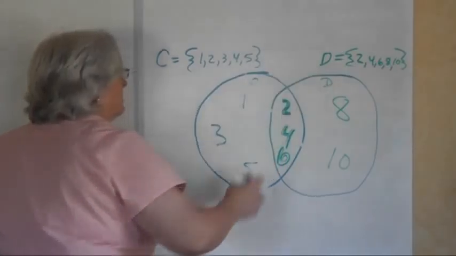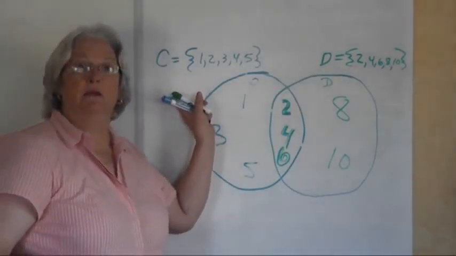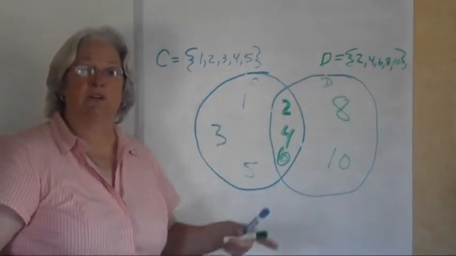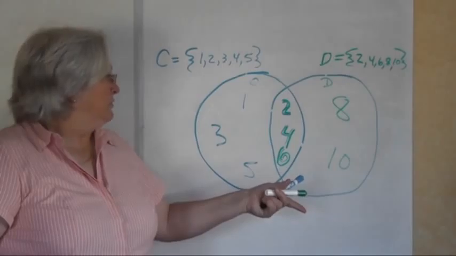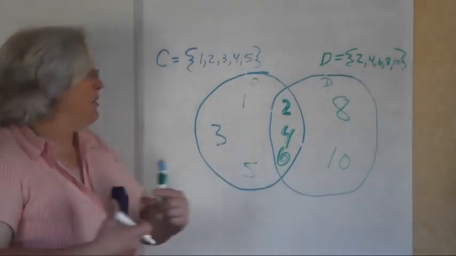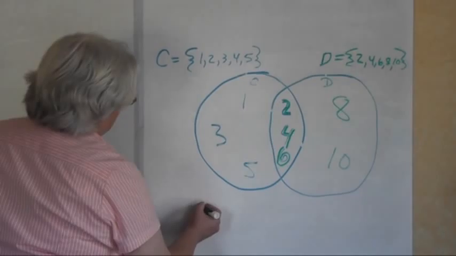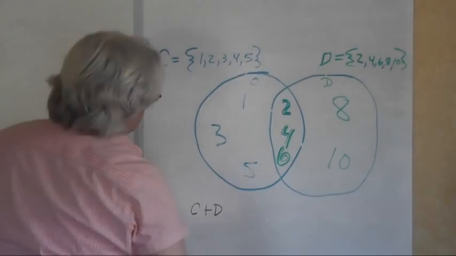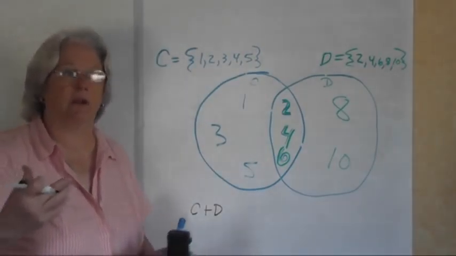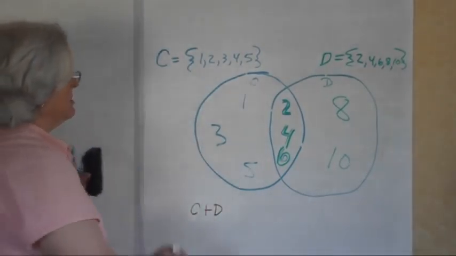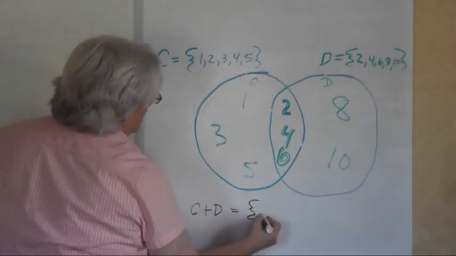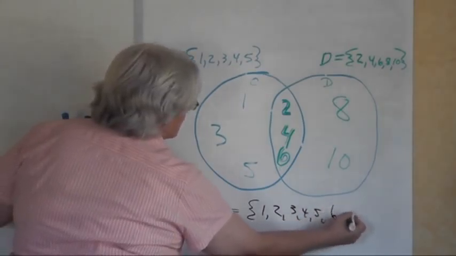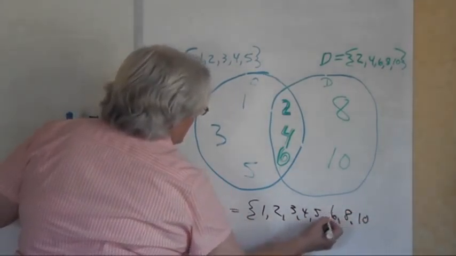So what we have right here is set C, which contains the elements 1, 2, 3, 4, 5. Set D, which contains the elements 2, 4, 6, 8. And if we put all of those together, let's just say that we put C plus D. Do not necessarily write this in your notes because C plus D is incorrect writing, but we're going to combine them together. So what do we have? We have 1, 2, 3, 4, 5, 6, 8, and 10.